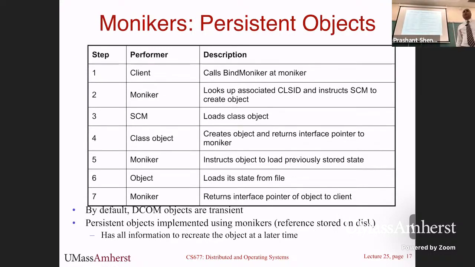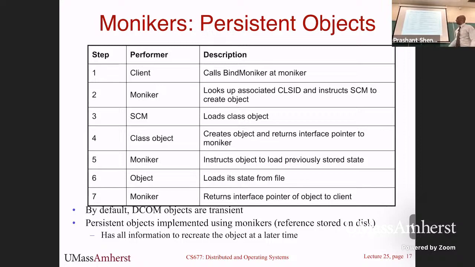And just as we were talking about EJBs, okay, you will see that even here you have different types of persistent objects, non-persistent objects, and so on. And you have essentially a set of steps that you have to perform in order to bind to an object, send a request, and so on. So the client is going to call bind to a moniker.